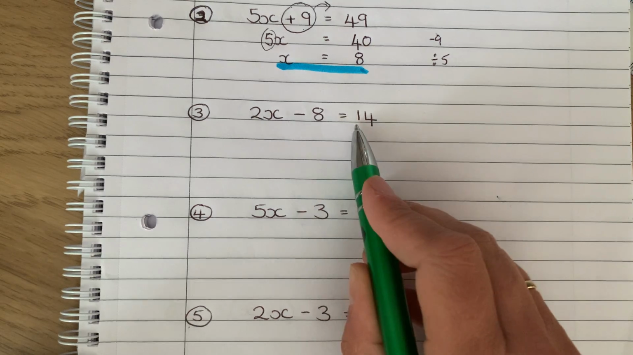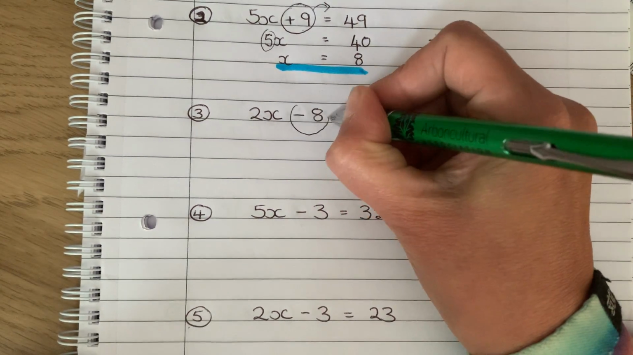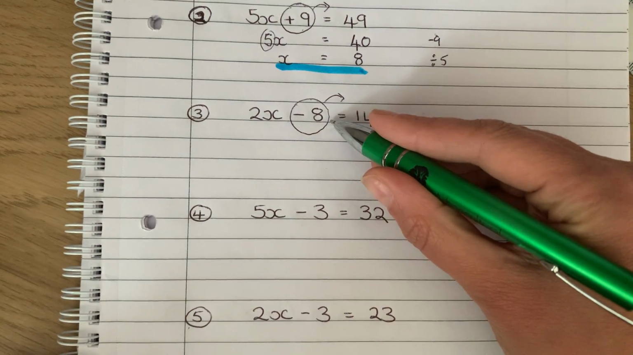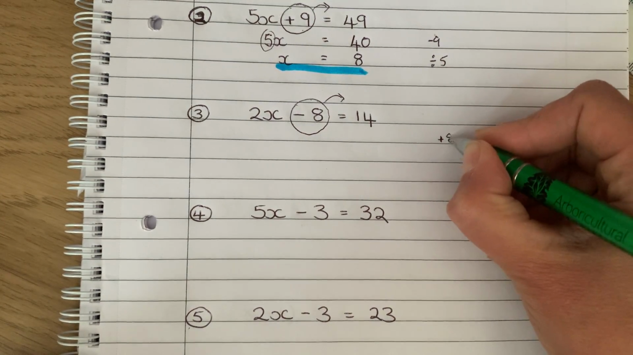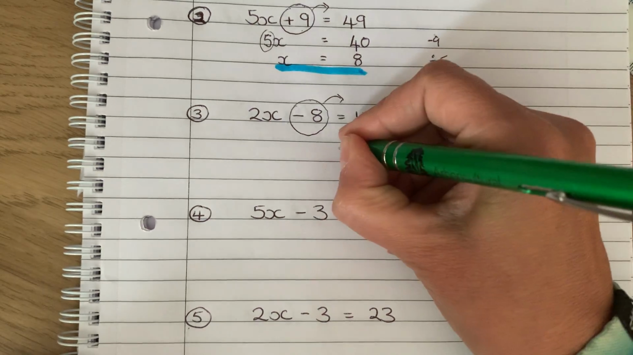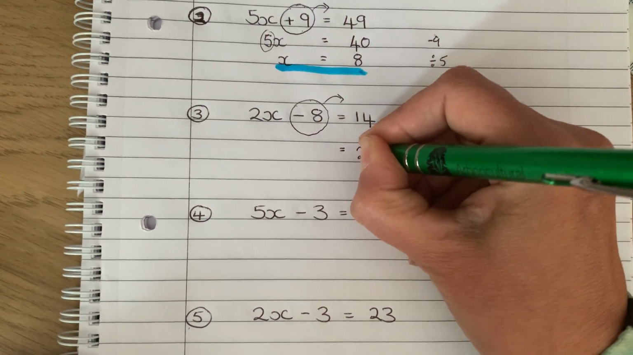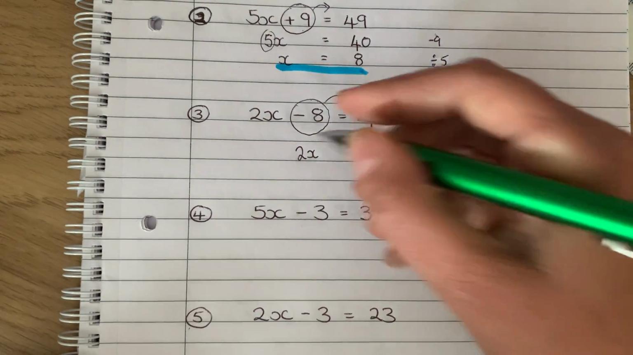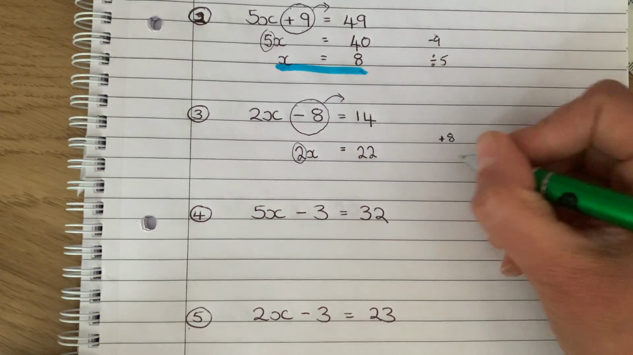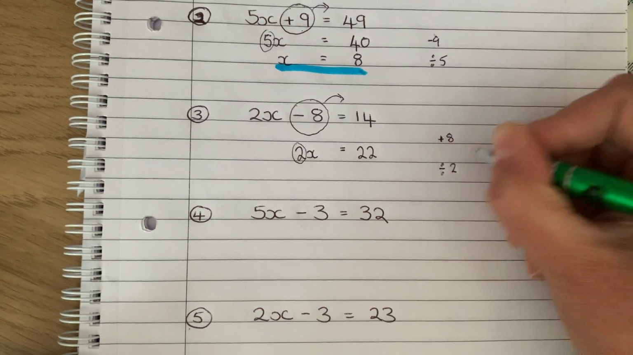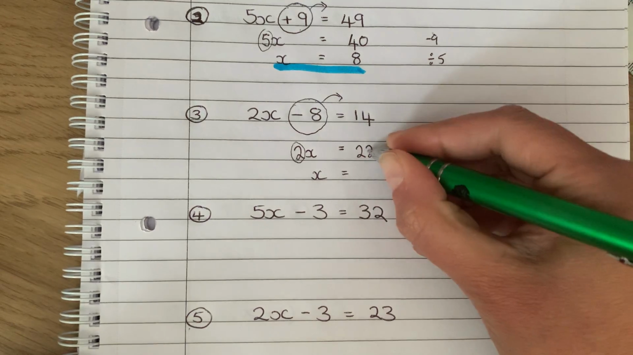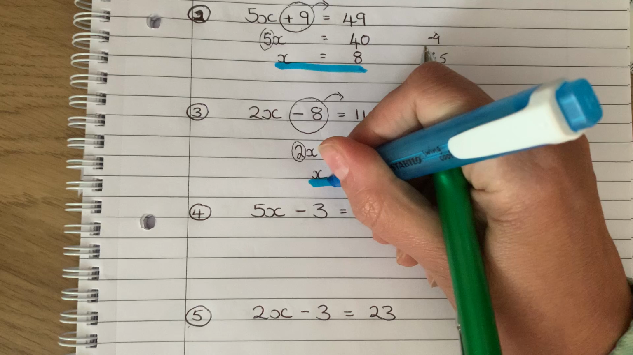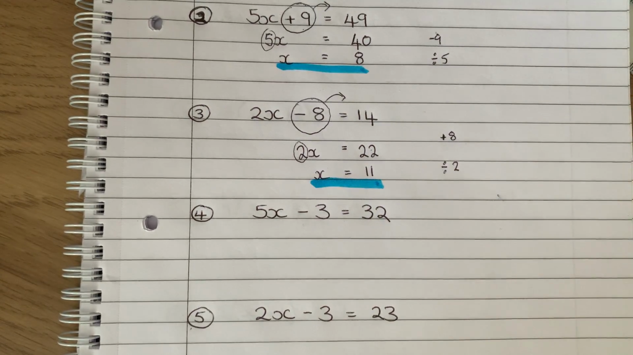2x minus 8 equals 14. So I'm going to ring the -8 and I'm going to fling it. Okay, what's the opposite of -8? Add 8. So I'm going to add 8 to the other side. So 14 add 8 is 22. So 2x is 22. How do I get rid of times by 2? I divide by 2. So 22 divided by 2 is 11. Perfect. Okay, just a couple more.